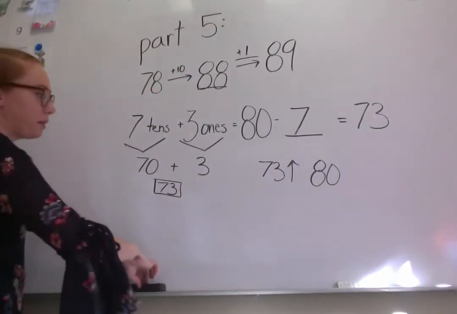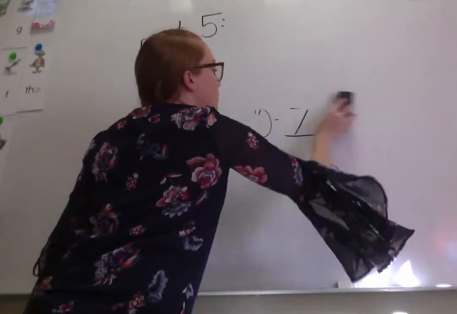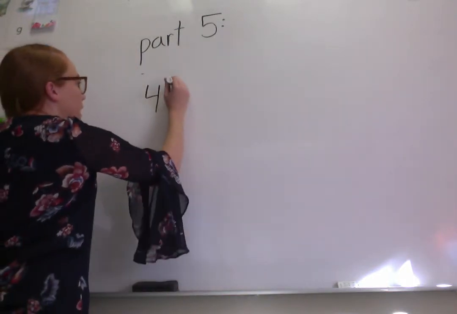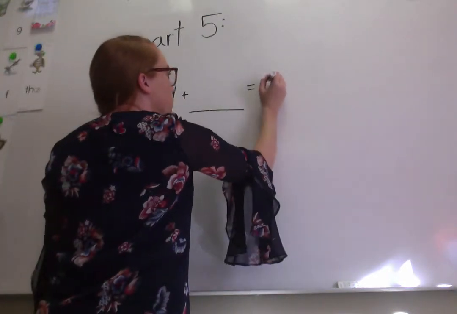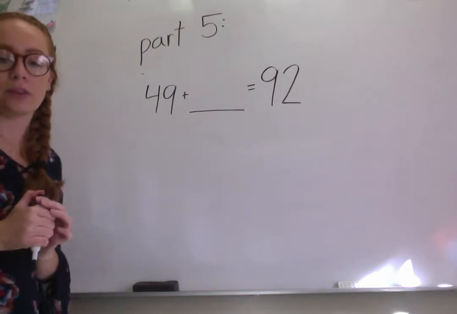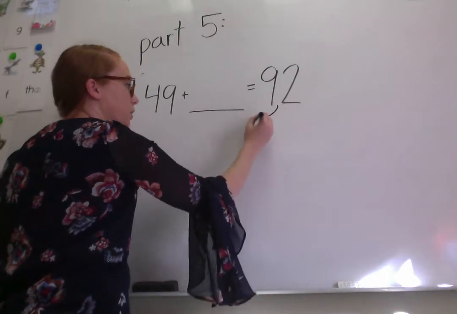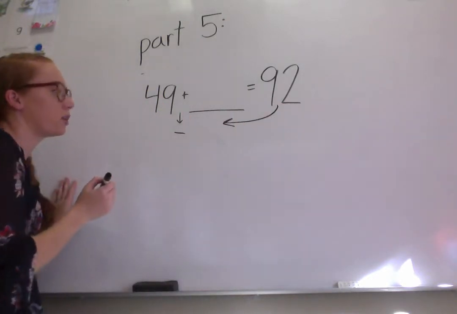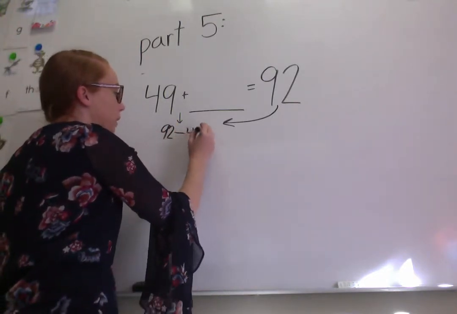Still on part 5, I'm going to show you one more example. We could have 49 plus blank equals 92. For this problem, another way to think about this is like I talked about in the very beginning of the video, to work backwards. When we work backwards, we change the sign, so it's no longer addition, it's subtraction. So it's thought of as 92 minus 49.